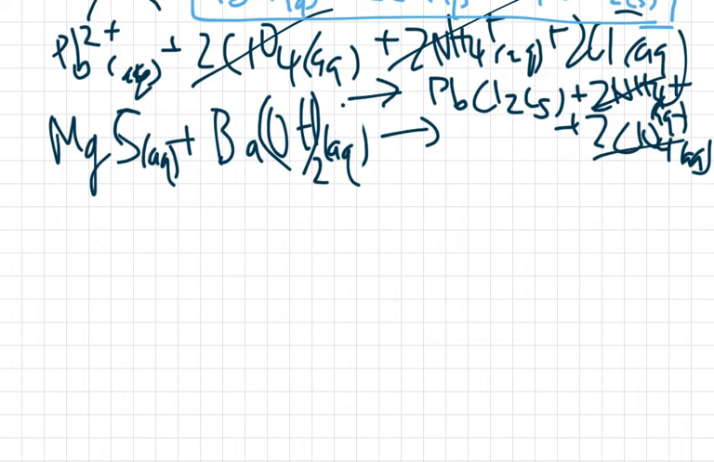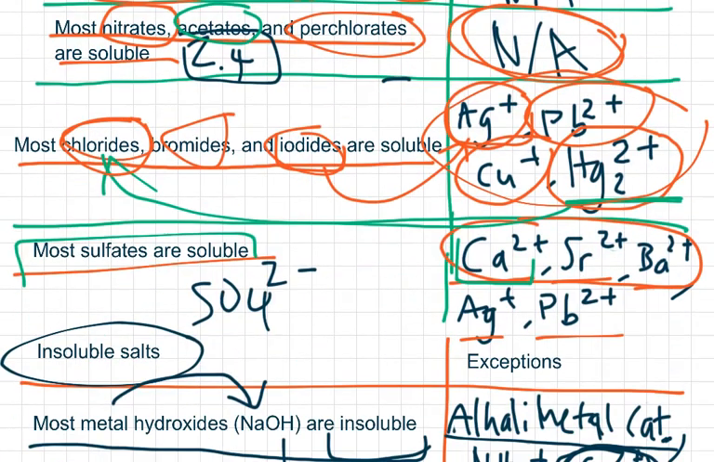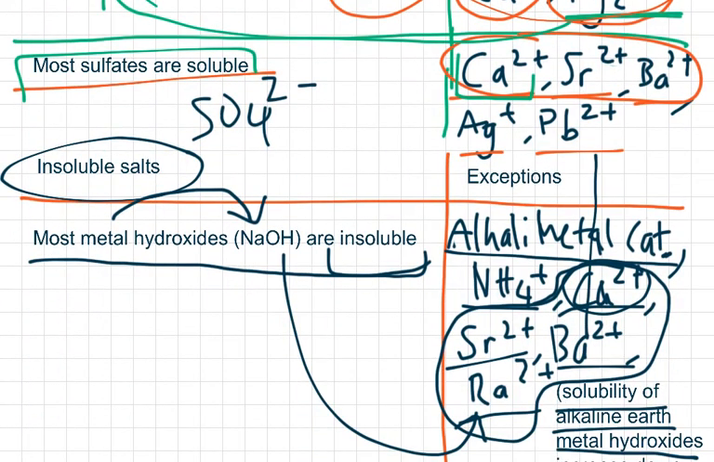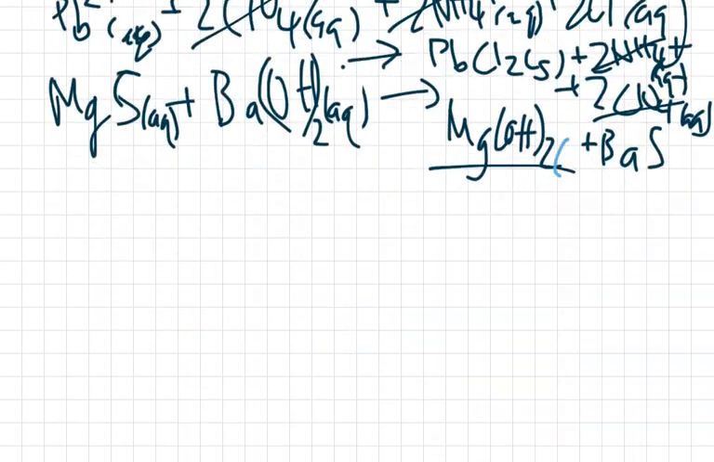So we do the switcheroo and we get Mg(OH)2 plus BaS. So which ones are solids and which ones are aqueous? Well, let's check out this magnesium hydroxide first. Magnesium hydroxide will actually be insoluble, since it's not part of the exceptions. Since Mg2+ is not on this list, then the Mg(OH)2 will be insoluble. So we will write this as insoluble, so it will be a solid.